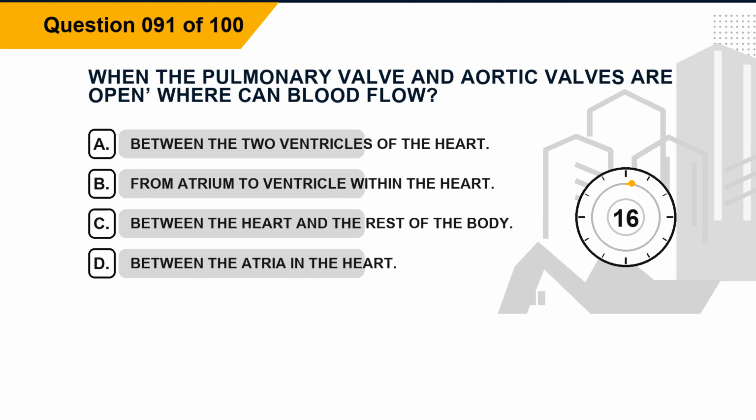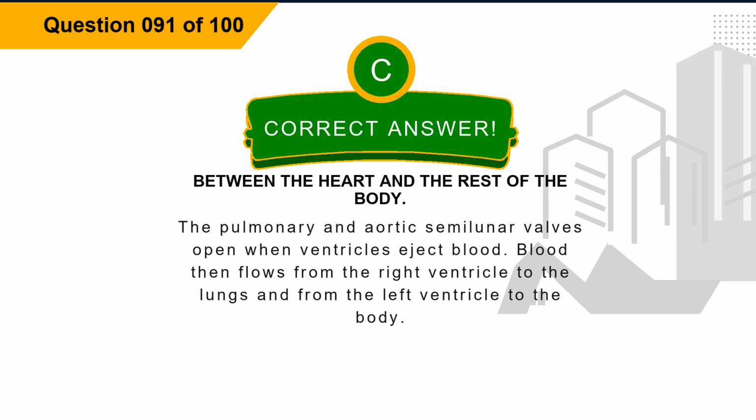Question 91. When the pulmonary valve and aortic valves are open, where can blood flow? Option A, between the two ventricles of the heart. Option B, from atrium to ventricle within the heart. Option C, between the heart and the rest of the body. Option D, between the atria and the heart. The correct answer is option C, between the heart and the rest of the body. Explanation. The pulmonary and aortic semilunar valves open when ventricles eject blood. Blood then flows from the right ventricle to the lungs and from the left ventricle to the body.